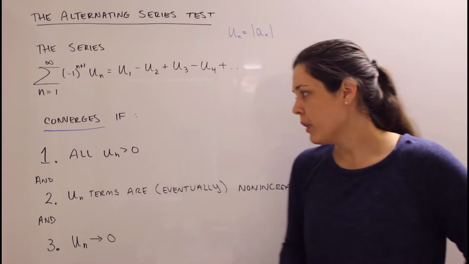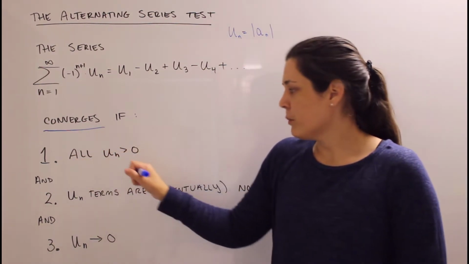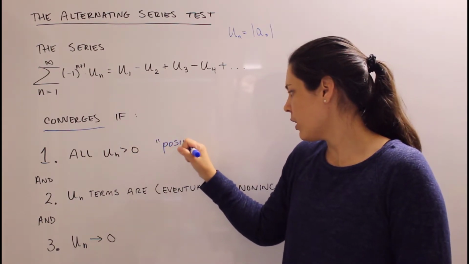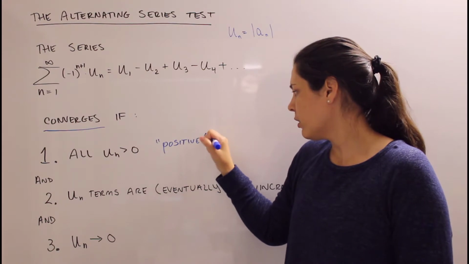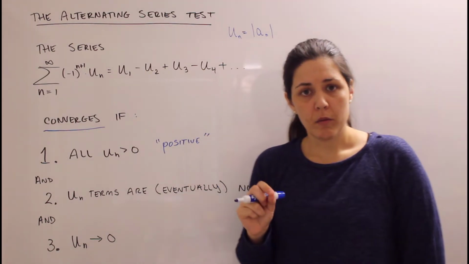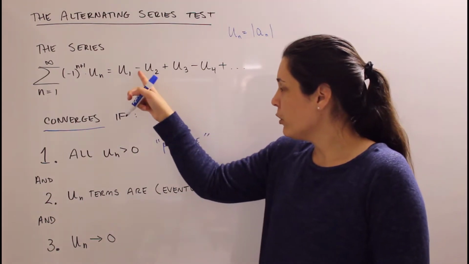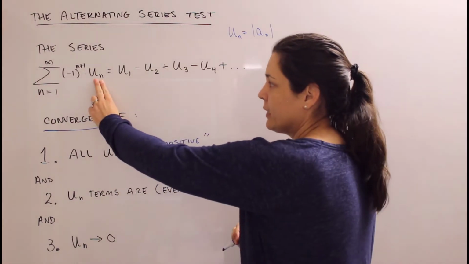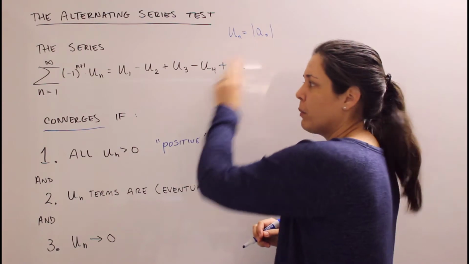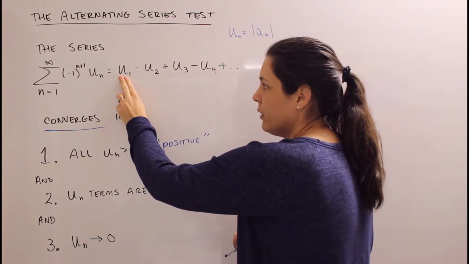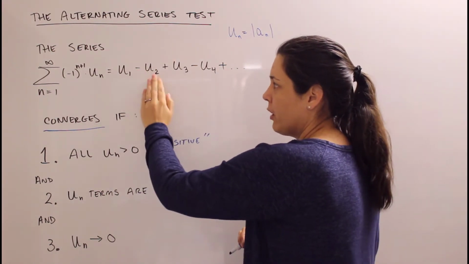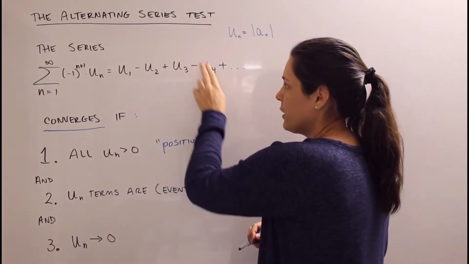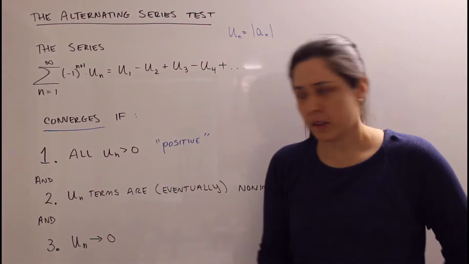So let's talk about them. First, all of the terms have to be positive, greater than 0. Okay, so all of the terms of this series are positive, and that's before you consider the minus sign. The u sub n is considered the absolute value of a sub n. So this is positive, the minus sign is not part of it, so we'll say this is positive, this is positive, this is positive, excluding the plus and minus signs.